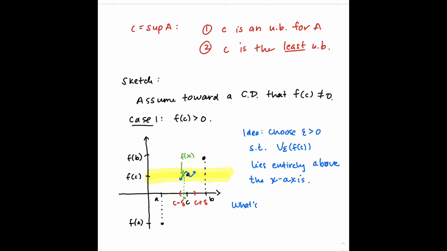So here, what's our contradiction? It's going to be that C minus delta appears to be an upper bound for A that is smaller than C. So that's what we're going to have to try to show.